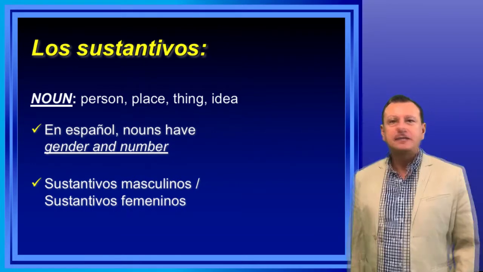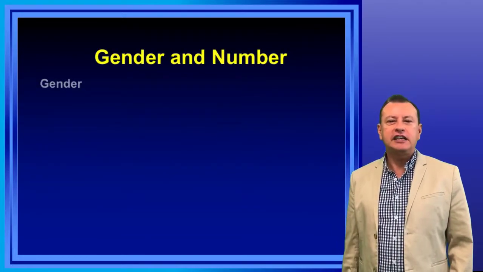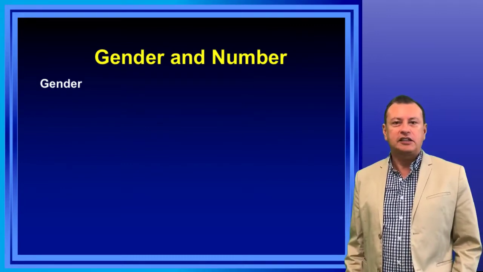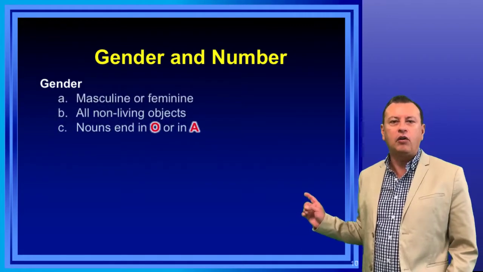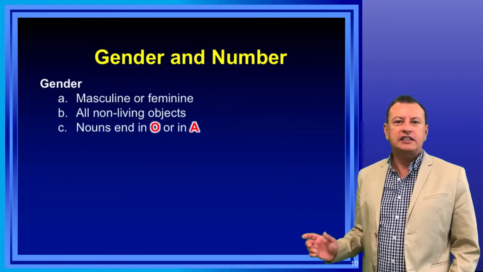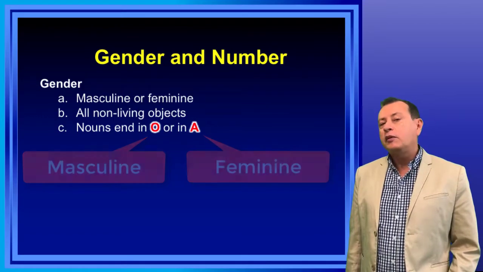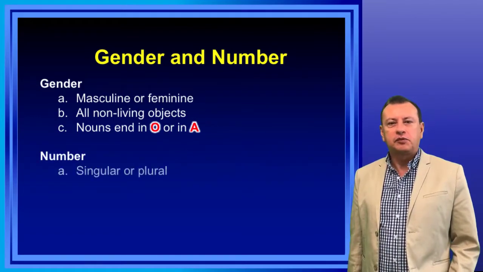Let's talk about that. The gender and number in Spanish is very easy to find in certain words. Most of the words in Spanish, the nouns particularly, sustantivos, end in o or in a. So that's going to give us an idea if it is masculine or feminine. When we talk about number, we talk about singular or plural.